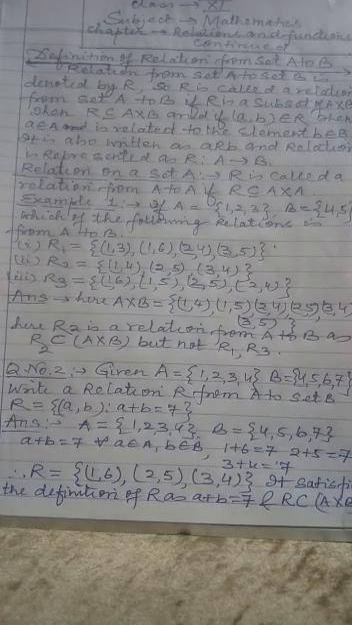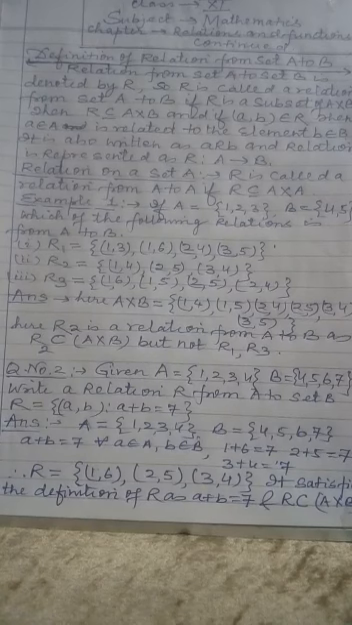Now, when a relation is defined on one set only, that is set A, R is called a relation from A to A if R is a subset of A cross A. When only one set is given and you have to define a relation in the same set, then you have to find A cross A and then make R a subset of A cross A according to the definition of R.